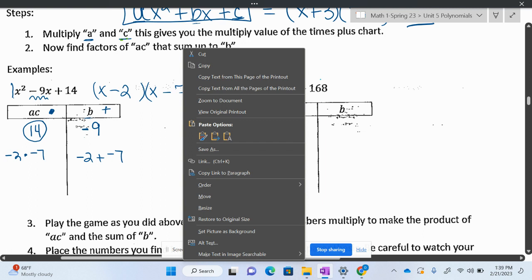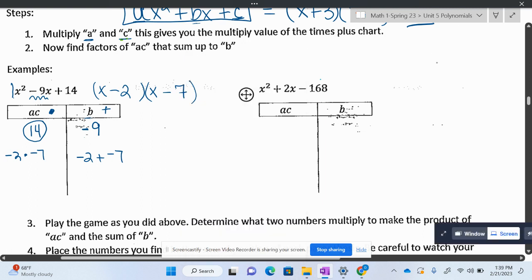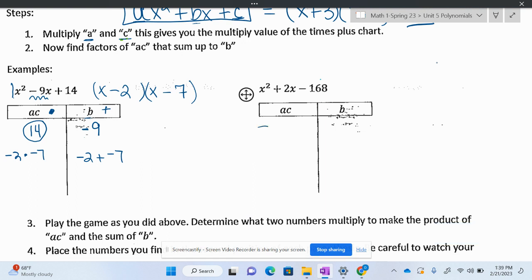What's my product? I have to take a times c. What does that give me? It's -168. So a times c is -168. B, the number that they have to add up to, is what? +2. So I would definitely use my calculator. I would find out all the factors of 168.